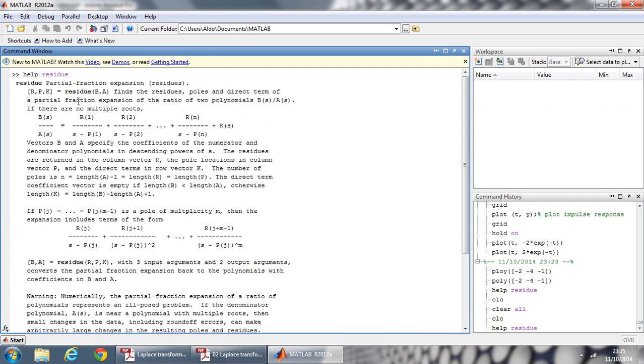For example, the command residue has three outputs and two inputs. The b and a are the numerator and denominator of the transfer function. R are the residues, P is the vector of the poles, and K is the vector of constants, if any are available. So I recommend you use the command residue to find the partial fraction for the Laplace transform of this differential equation, and again using the Laplace inverse, find y(t), or the response of the system.